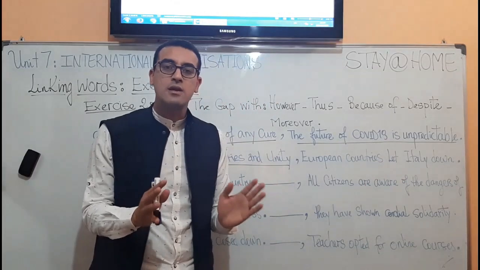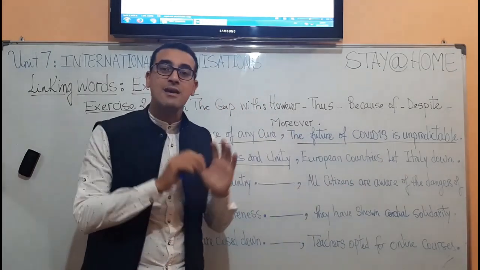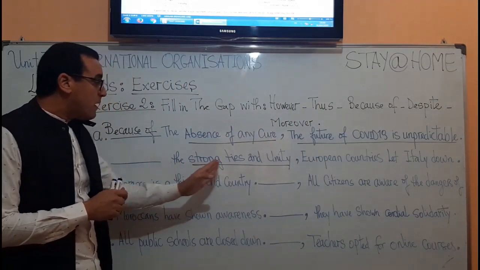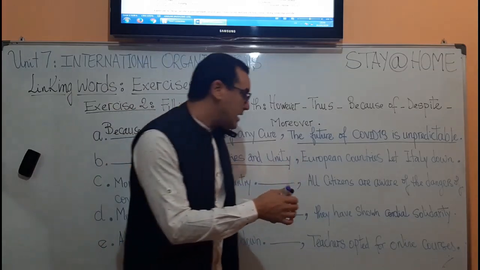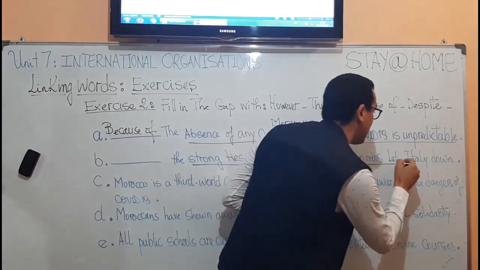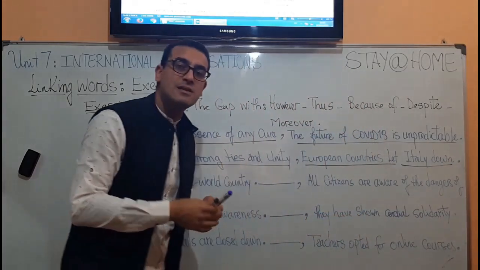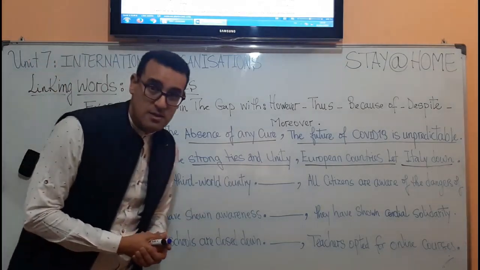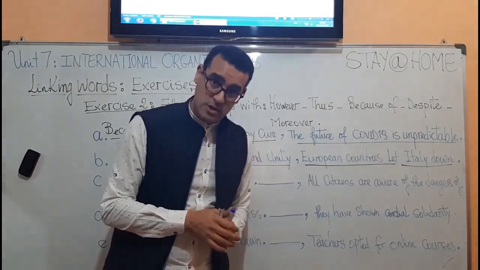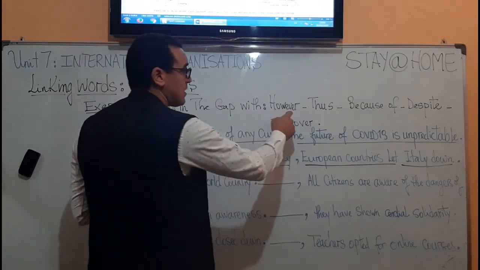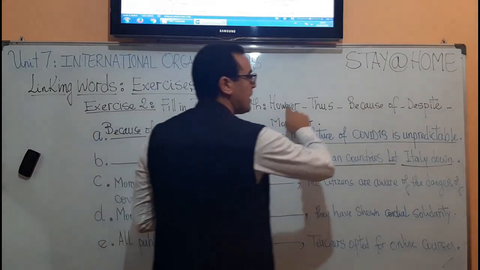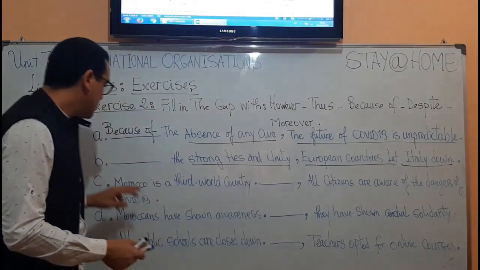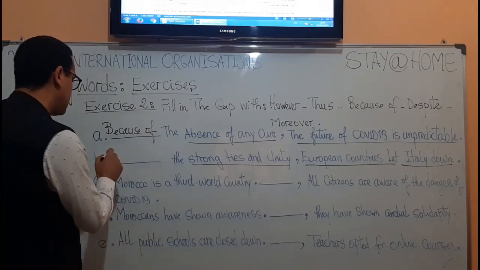They did not call for any help. They did not take any action in favor of this country. So, the strong ties and unity, European countries let Italy down. They did not help Italy. So what's the logical relationship that we have here? It is contrast or concession, as I told you. So which linker expresses contrast here? We have two: we have however, and we have despite. So which one do you think is appropriate and more suitable in this context? It is despite.